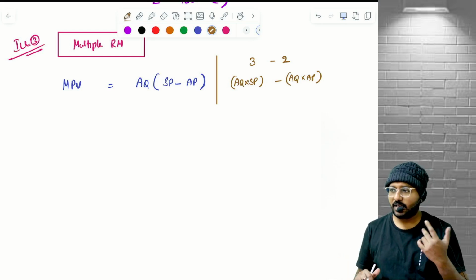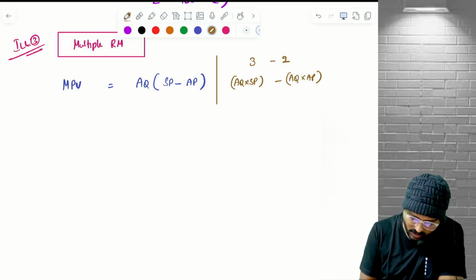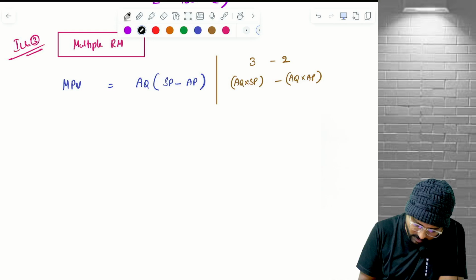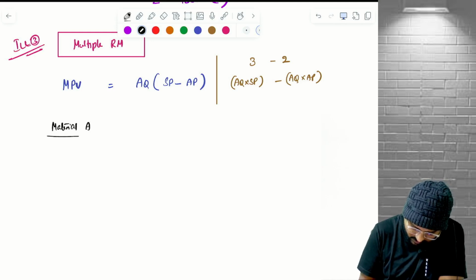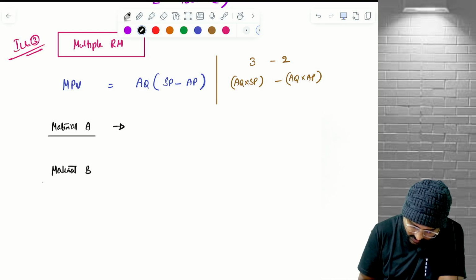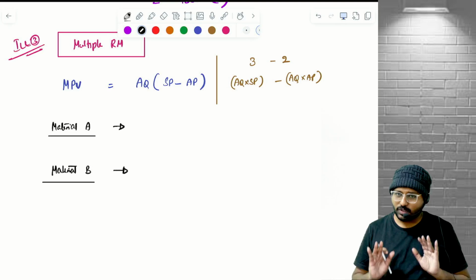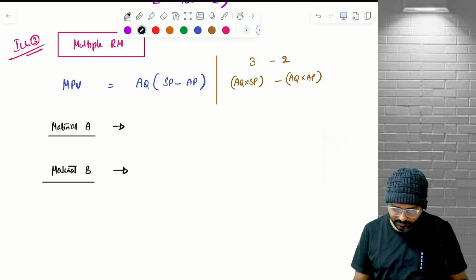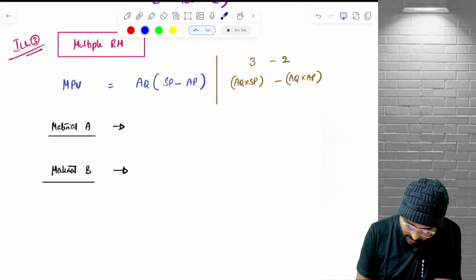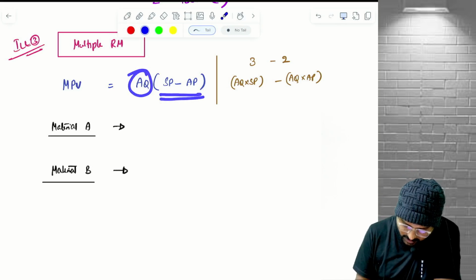Now, if you look at the question, we need to do this for two materials, material A and material B. So I'll write subcolumns here. Material A, I need to calculate, and I also need to calculate the same for material B. So I'll apply this formula both for material A as well as material B. Now let's focus only on material A first. The formula is AQ into SP minus AP.